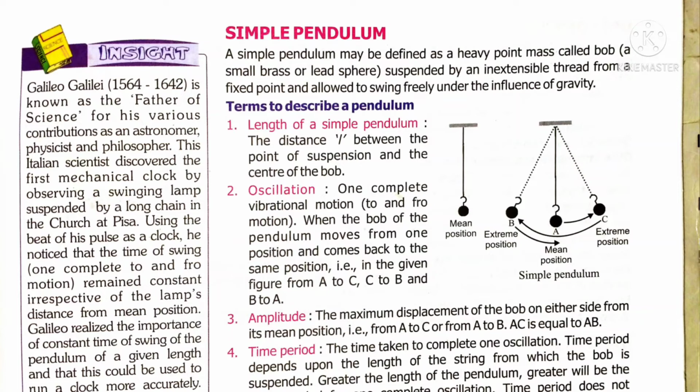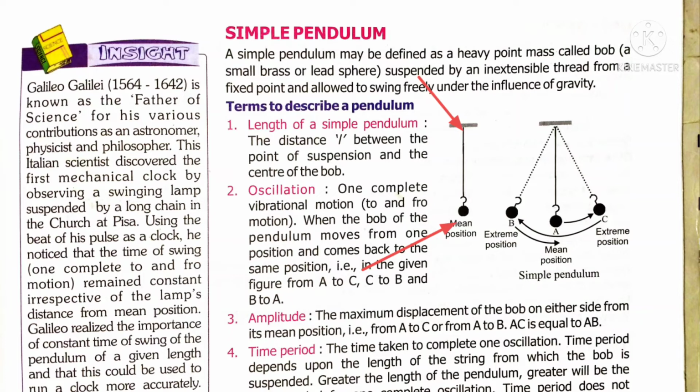In order to learn the simple pendulum, there are 4 important terms which are necessary to be studied. The first term is the length of the pendulum. It is the distance between the point of suspension and the center of the bob. It is denoted by L. What is the length of the simple pendulum? It is the distance between the point of suspension and the center of the bob.